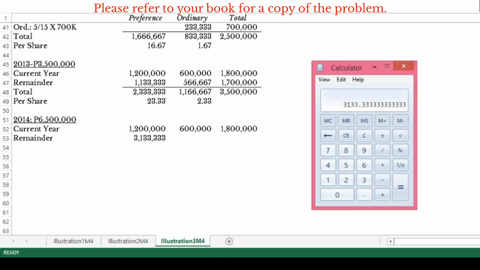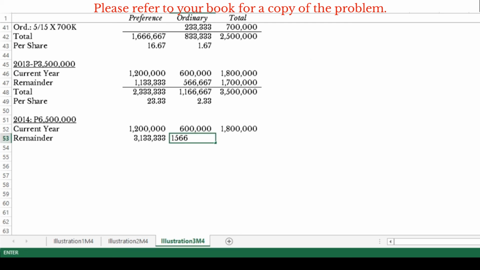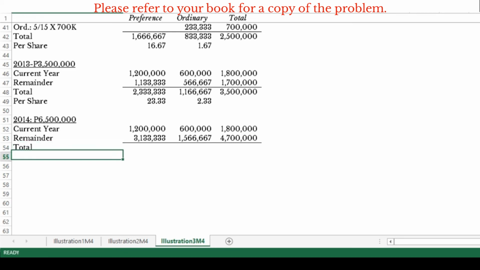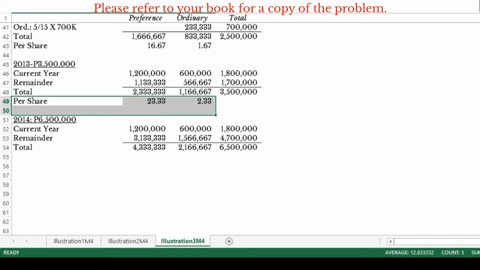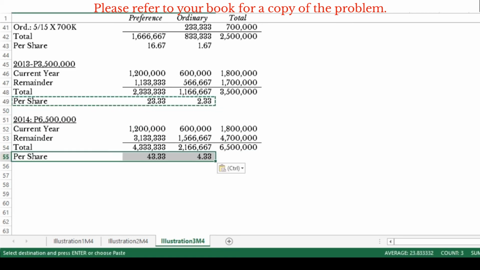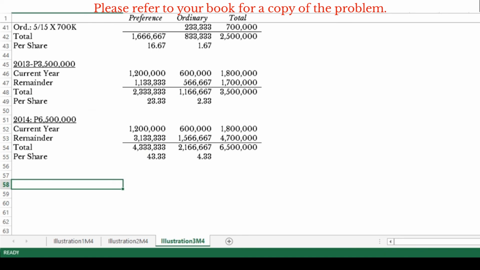Next, for the ordinary shares, we have 4.7 million times 5 over 15. So we have 1,566,667 for a total of 4.7 million. So ang total niyan would be 4,333,000 for our preference shares. Then for our ordinary shares, 2,166,667. If we are going to compute for the per share figures, we have 43.33 sa preference and 4.33 pesos for the ordinary shares.